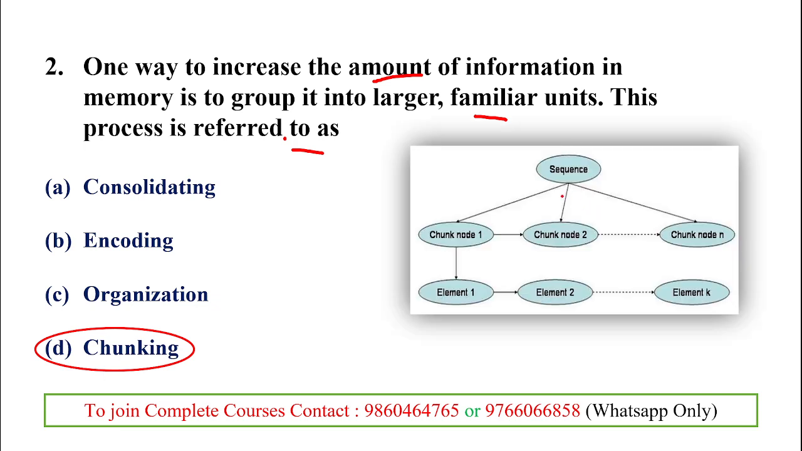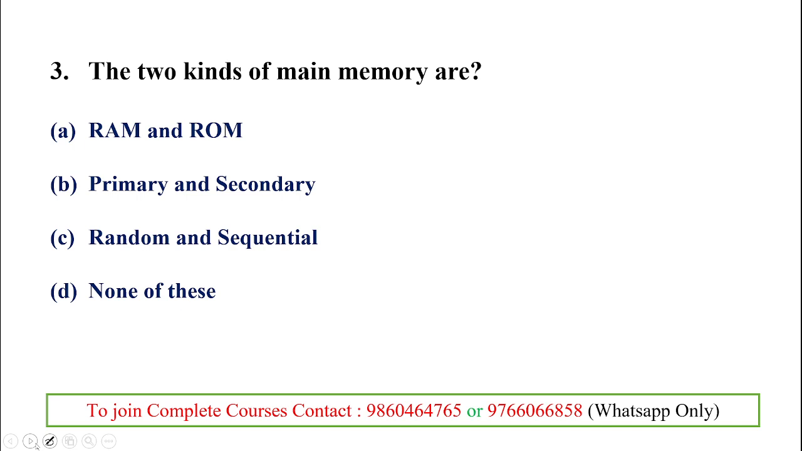And this is the sequence of chunking. First the information is made into one chunk, that's chunk node 1. Clear. So these chunks will form the storage of information in the memory. Clear.